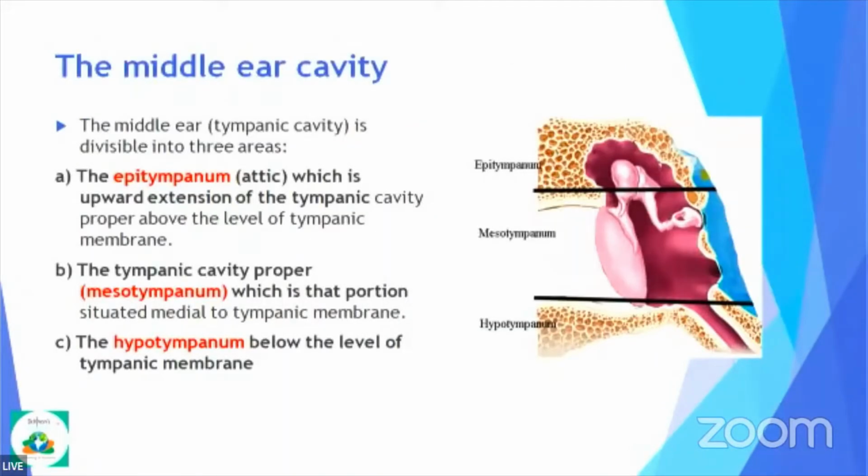So now the UG concepts, I'm just trying to match the two things. What we have studied during the UG and PG is that the middle ear cavity consists of the epitympanum, the mesotympanum, and the hypotympanum. Epitympanum is whatever lies above the level of the mesotympanum, that is, in relation to the pars flaccida. Mesotympanum is the tympanic cavity proper, the main portion situated medial to the tympanic membrane, and the hypotympanum.